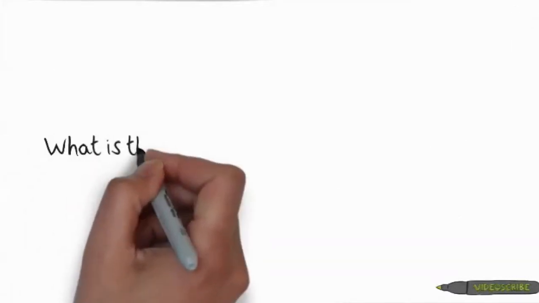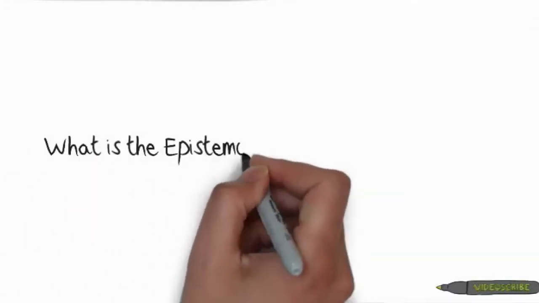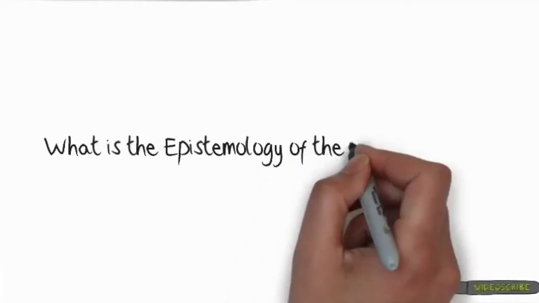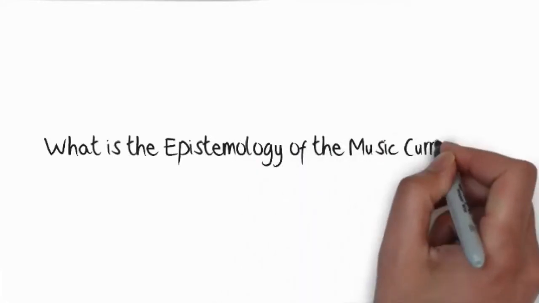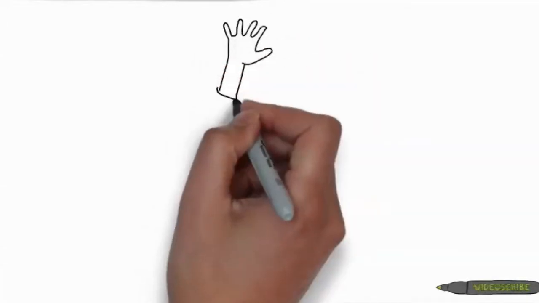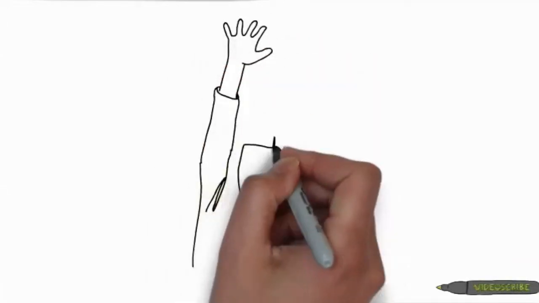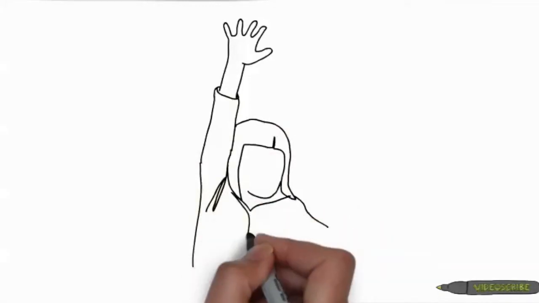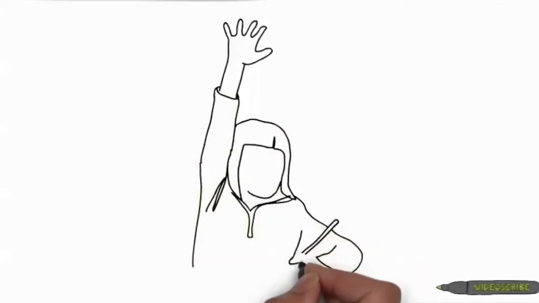What is the epistemology of the music curriculum? Structure of the arts curriculum. The arts curriculum is constructed of 3 sections: making, responding, making and responding. Each arts subject's content descriptions reflect these interrelated strands of each section.